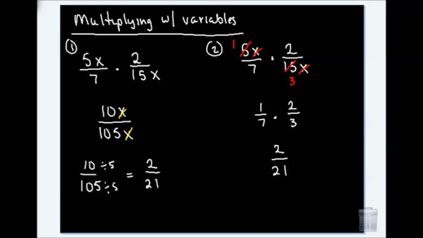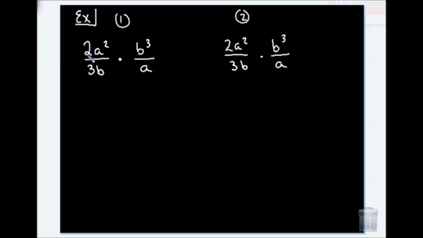Method 1, I'm going to multiply straight across. So 2a squared times b to the third. That's just 2a squared b to the third. And then I have 3b times a. Well, that's 3ba, but I'm going to rewrite it as 3ab so that it's alphabetical, because that makes me more comfortable.